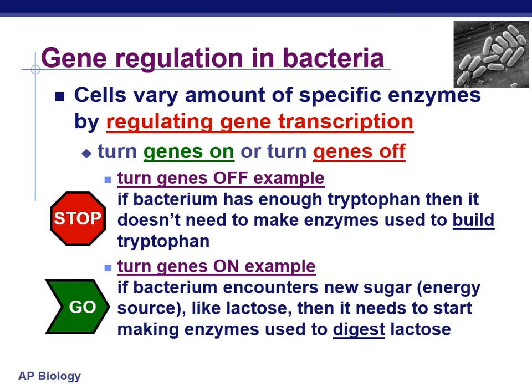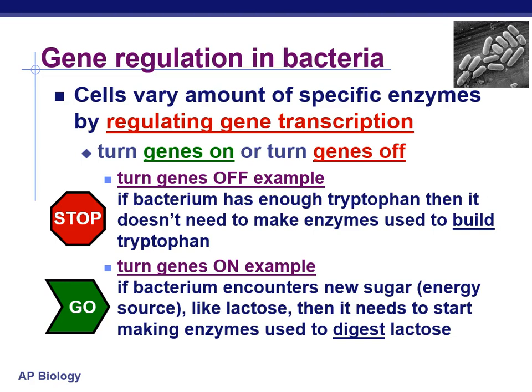So gene regulation in bacteria, very important. They don't want to waste energy, and they want to make use of the nutrients in their environment when they can. So they can regulate gene transcription by turning genes on and turning genes off. So we're going to look at two different examples. One of them is for the tryptophan pathway, where this will be an example of turning genes off, and then one for the lactose pathway, where we turn genes on.